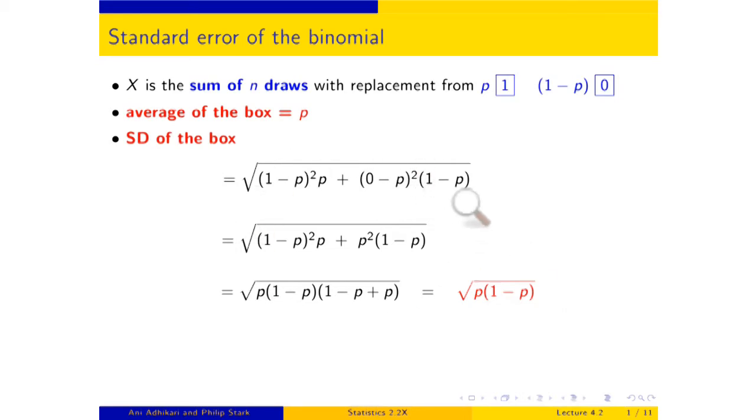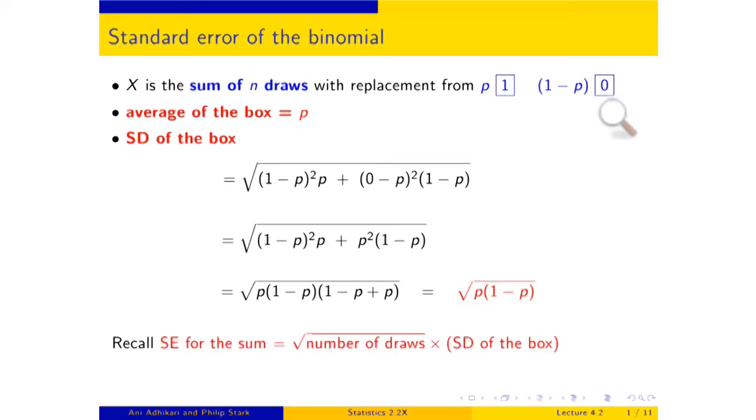And if the algebra made you glaze over, that's okay. Please remember that the SD of a 0-1 box is the square root of the fraction of ones times the fraction of zeros. So what? Well, we're trying to examine the binomial, and the binomial is the sum of n draws from this. And what do we know about the standard error of the sum? We've got a formula. It says you take the root of the number of draws and you multiply it by the SD of the box.